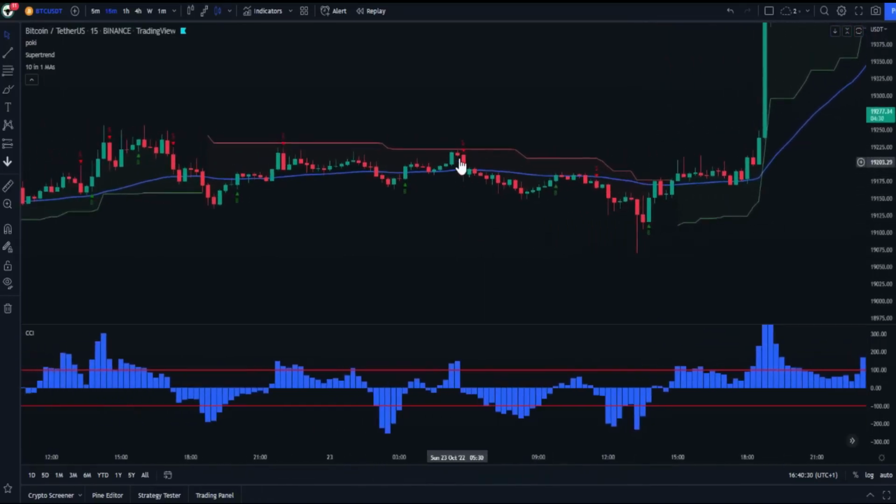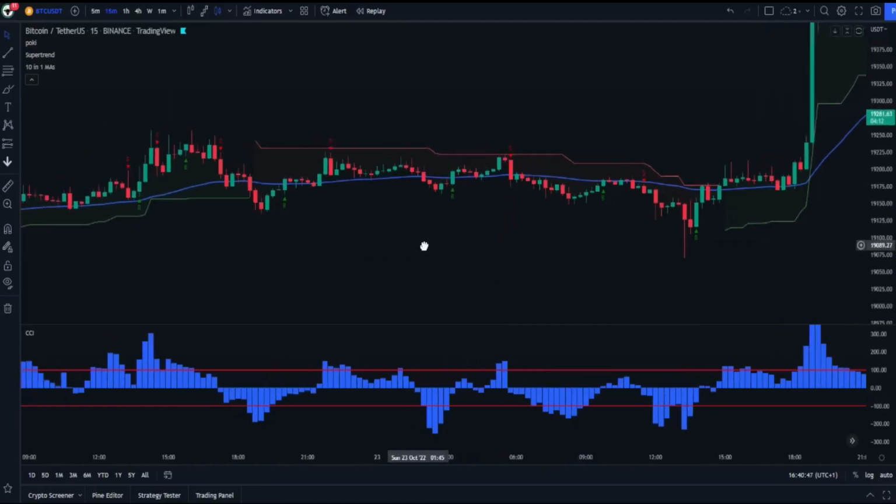Here we see a Pokey signal above this candle. We also see that the Supertrend is red. As for the moving average, we see that the signal candle has closed below it. So, let's check the CCI bar. As you can see, this bar opposite the signal candle did not cross the red line. And this also means the signal has been confirmed.